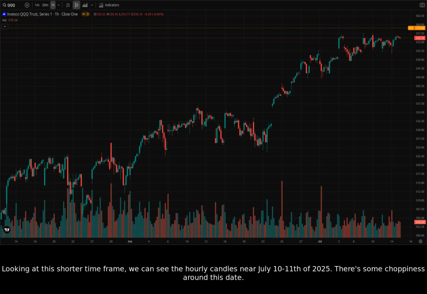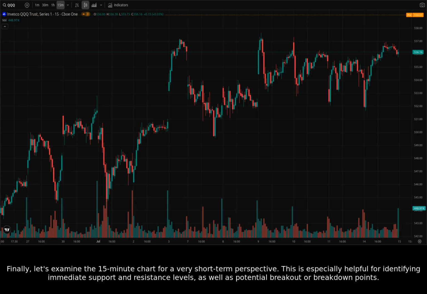Looking at this shorter time frame, we can see the hourly candles near July 10-11th of 2025. There's some choppiness around this date. Finally, let's examine the 15-minute chart for a very short-term perspective. This is especially helpful for identifying immediate support and resistance levels, as well as potential breakout or breakdown points.